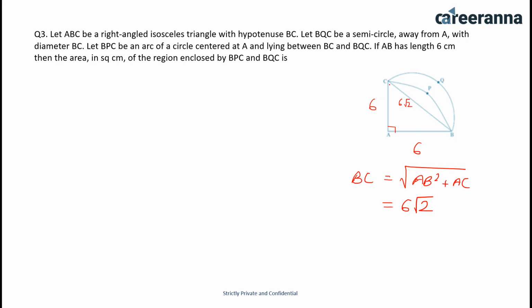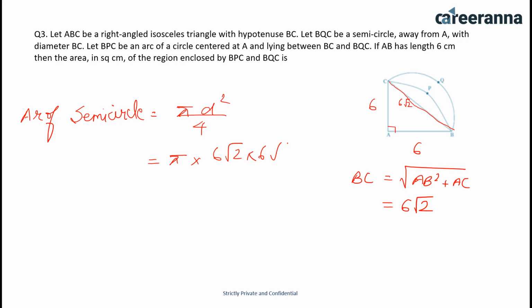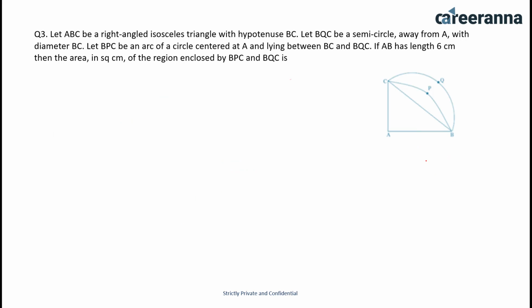So this is nothing but a semicircle of diameter 6 root 2. In other words, the area of the semicircle is pi d square by 4, taking half of it. So this will become pi into 6 root 2 into 6 root 2 divided by 4. This turns out to be 9 pi. So my area of semicircle BQC is nothing but 9 pi. So I have this area, 9 pi.